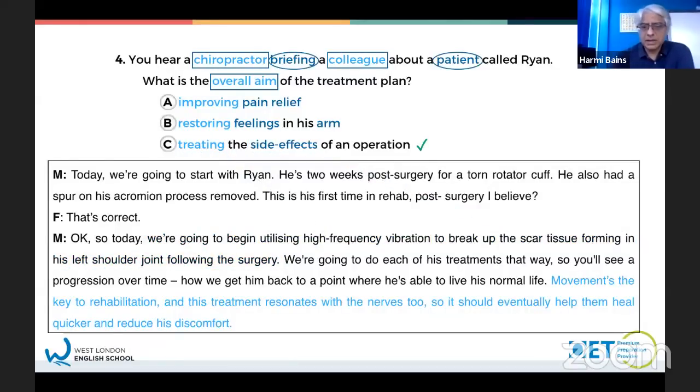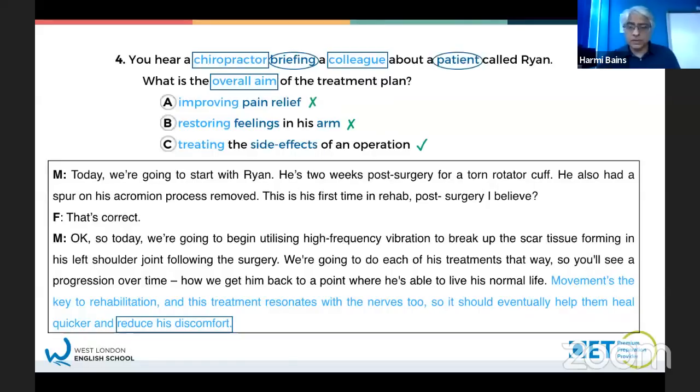It wasn't easy to get, though. If you look at the last sentence as well, remember that questions are ambiguous. So sometimes it sounds like something is the answer when it isn't. You've got this sentence here, movement's the key to rehabilitation and this treatment resonates with the nerves too. So you might have thought that was option B because of the nerves restoring feeling, but actually that wasn't the overall aim of the plan. Again, don't forget the question, really important. And at the end as well, he said something about reducing his discomfort. And you might think, well, option A is about pain relief. Perhaps it's option A. But again, it's not the overall aim of the plan. So it's really important to understand the question and keep it in mind as well.